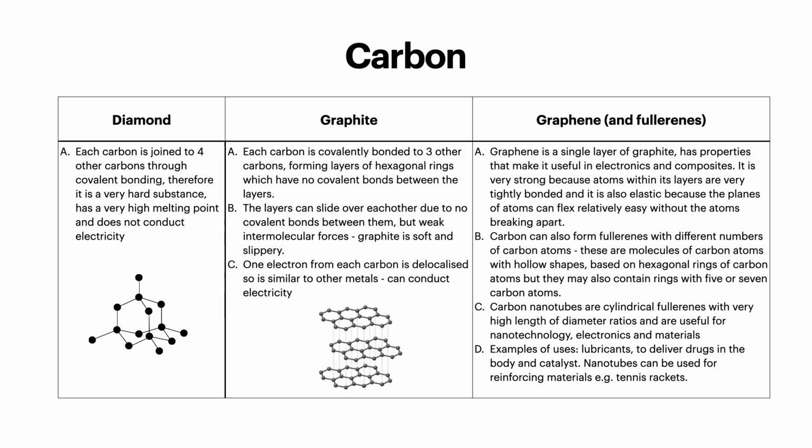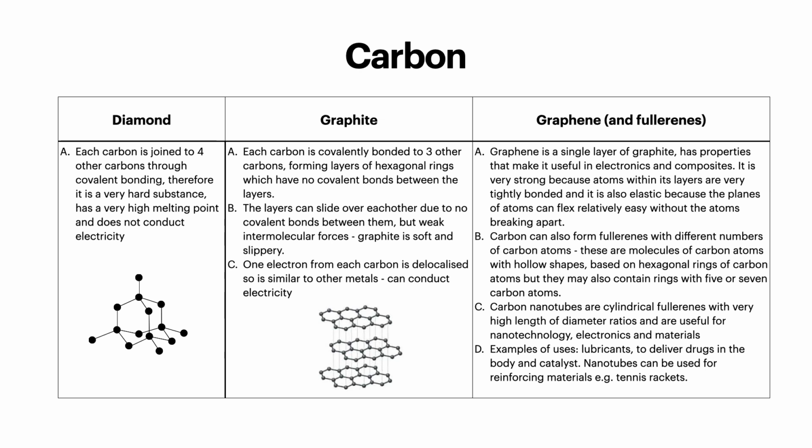Carbon can also form fullerenes with different numbers of carbon atoms. These are molecules of carbon atoms with hollow shapes based on hexagonal rings of carbon atoms, but they may also contain rings of 5 or 7 carbon atoms. Carbon nanotubes are cylindrical fullerenes with very high length to diameter ratios and are useful for nanotechnology, electronics, and materials.